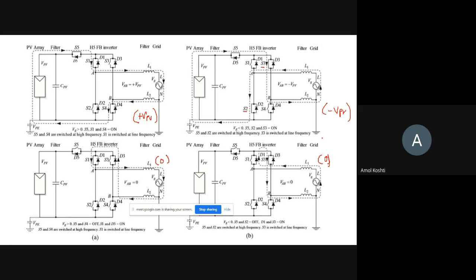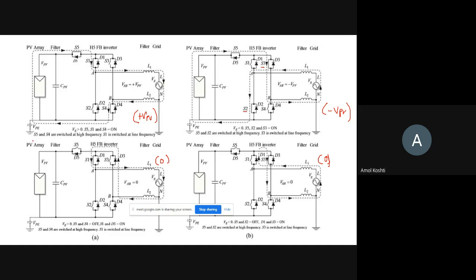From those results we can verify this. But here, even though they have filtered and produced a very fine output as compared to the conventional full bridge inverter, there is some drawback. Again, they are using a hybrid type of topology here.